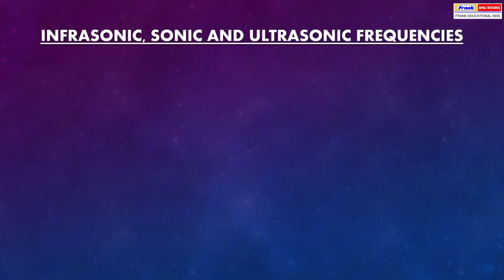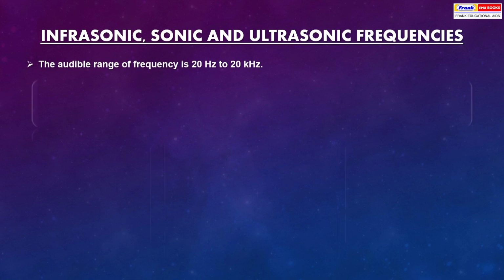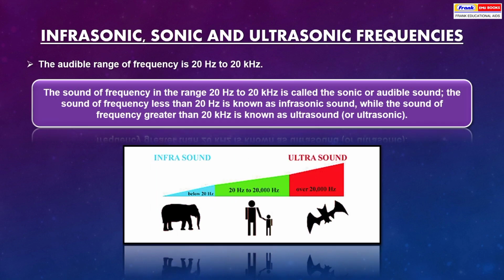Now the concept of infrasonic, sonic and ultrasonic frequencies. The audible range of frequency is 20 Hz to 20 kHz. The sound of frequency in the range 20 Hz to 20 kHz is called sonic or audible sound. Sound of frequency less than 20 Hz and more than 20 kHz is beyond the reach of audibility of the human ear.